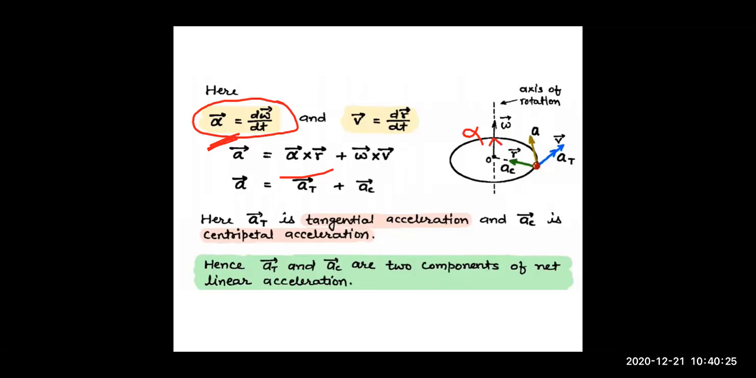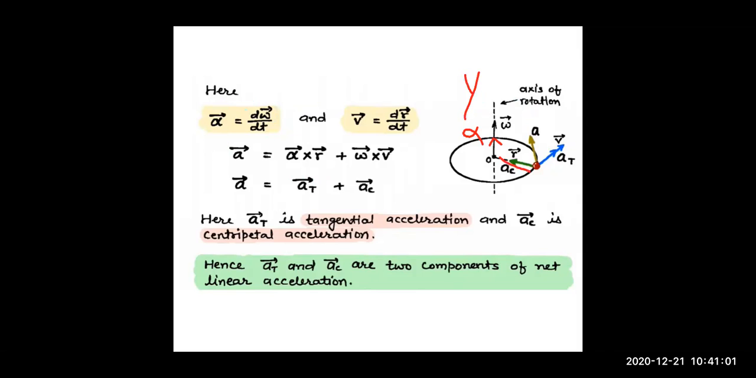So suppose the speed of the particle is increasing. So if the speed of the particle is increasing, then the alpha and omega will be along the same direction. That is, they will be upwards along the axis of rotation. Right, children? So this is your alpha. Okay, next. So this alpha cross r, if you think about the y-axis, alpha is in the y-axis and this is your r.